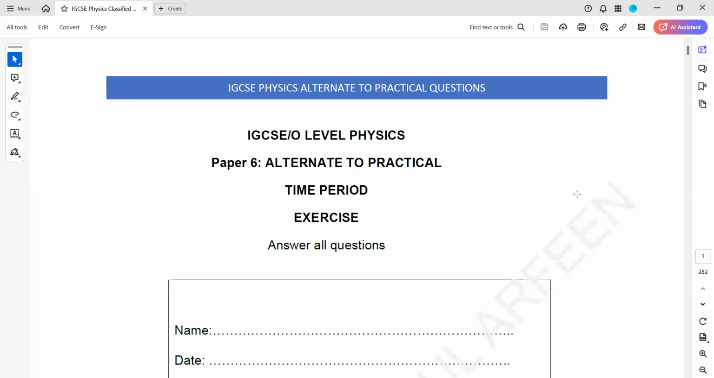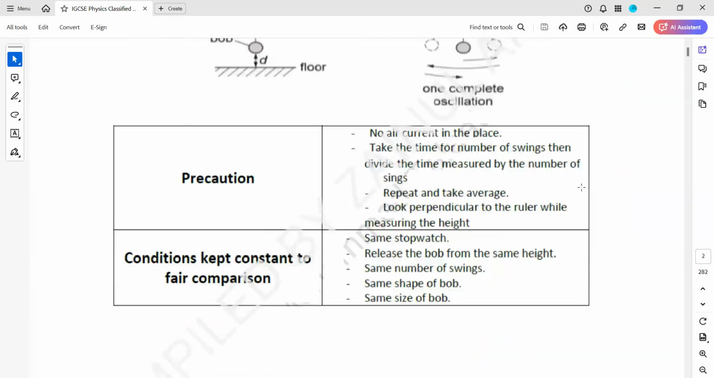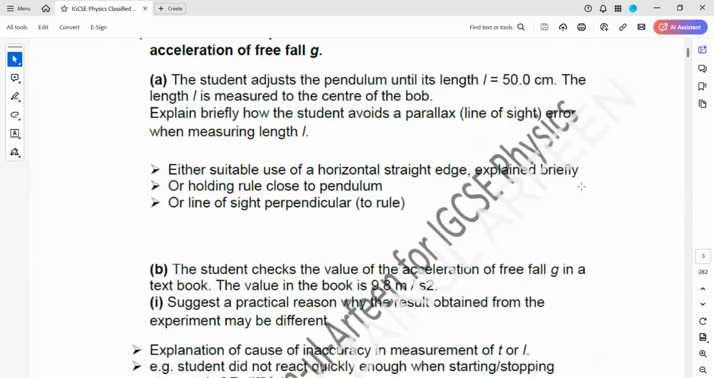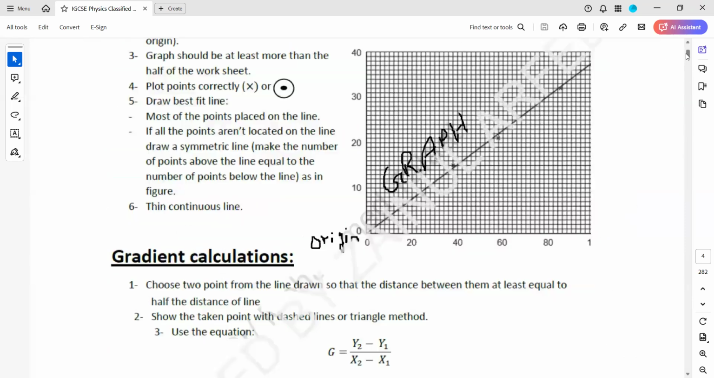So this whole exercise is related to alternative to practical questions. And the first topic from alternative to practical questions is time period. We did the first 7 questions, so I will do question 8 today. And at the end of the session, I will share this file so you can also solve the first 7 questions.